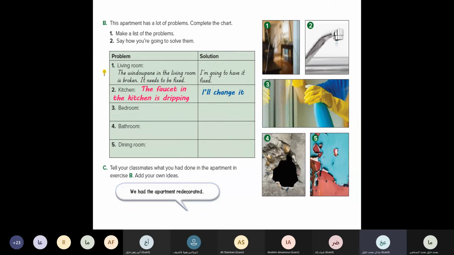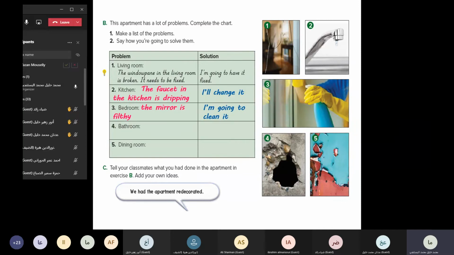The walls are dirty or the windows are dirty. The windows in the bedroom are dirty. I'm going to clean them. I'm getting them cleaned. Good. You realize that here the window or the mirror is filthy, so it needs to be what? Clean. I'm going to clean it. It means that you are going to do it by yourself, not to bring someone to clean your mirror. Okay?